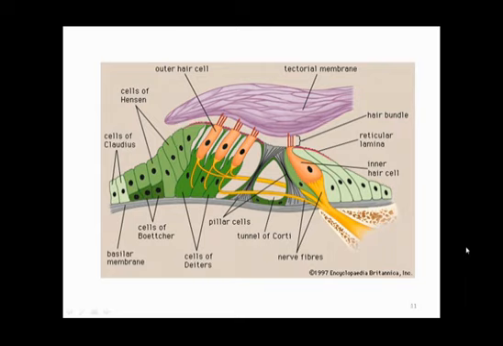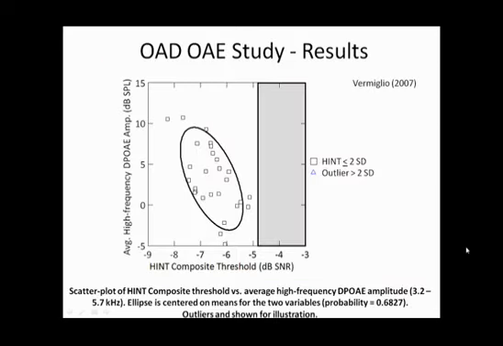So I thought, well, maybe there's a relationship between how these outer hair cells function and speech recognition in noise ability. Here are our data. On the y-axis, you see the average high-frequency DPOAE, distortion product otoacoustic emission, amplitude in dB SPL. I just averaged the DPOAE amplitudes from 3.2 to 5.7 thousand hertz, and that was our measure of outer hair cell function. A higher, more positive number represents higher functioning outer hair cells. These are lower functioning outer hair cells down here.